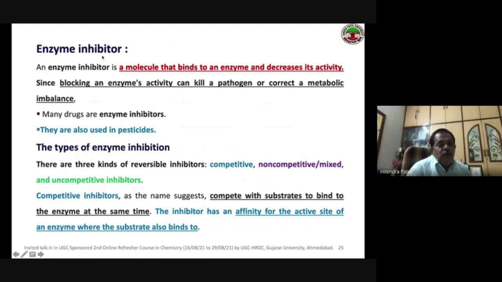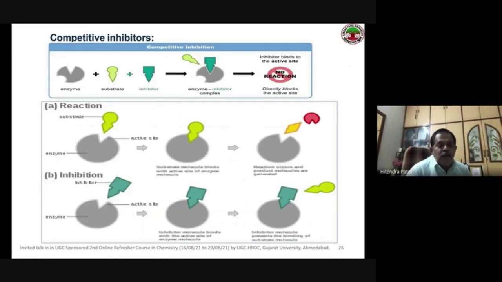When we talk about the types of enzyme inhibition, there are three kinds of reversible inhibitors: the competitive inhibitors, the non-competitive inhibitors, and the mixed, or we may call it uncompetitive, inhibitors. Here, competitive inhibitors, as the name suggests, compete with substrates to bind to the enzyme at the same time, and the inhibitor has an affinity for the active site of the enzyme where the substrate also binds. You can see the figure, and from that you can understand the types of enzyme inhibitors.